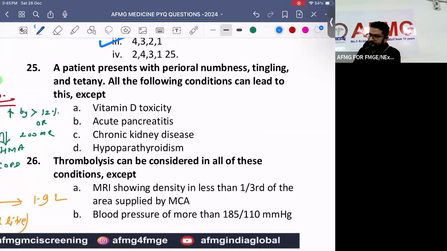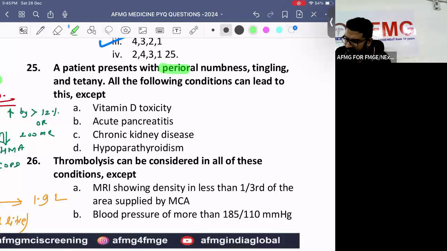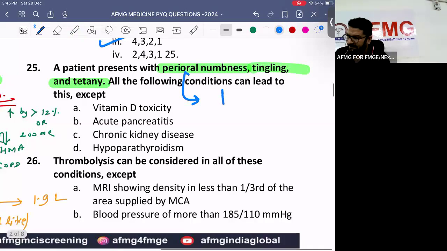Try to answer. Perioral numbness, tingling and tetany. So tell me first, what is the diagnosis? Hypocalcemia. So patient is having low calcium. Simple. Hypocalcemia में क्या होगा? Tetany होगी. So they are asking you all the following condition can lead to this except.